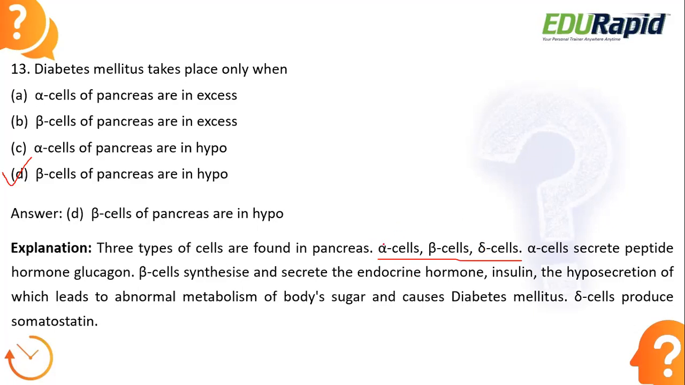Now, when we are looking at the alpha cells, they usually secrete a peptide hormone called glucagon. It is a peptide hormone, glucagon, okay, which has a major role in metabolizing glucose in our body. Okay, so glucagon is one of the hormones required here. And beta cells, okay, beta cells synthesize and secrete an endocrine hormone called insulin.